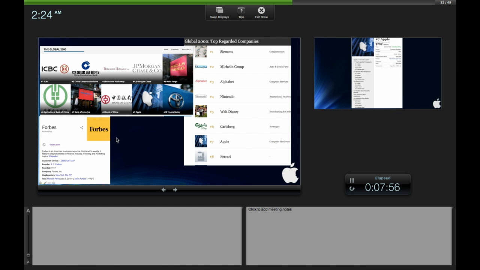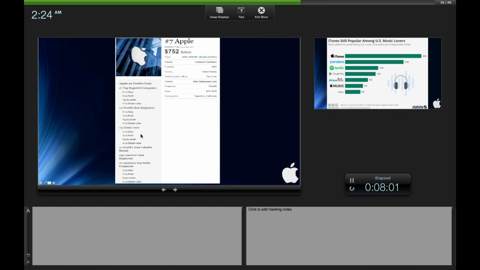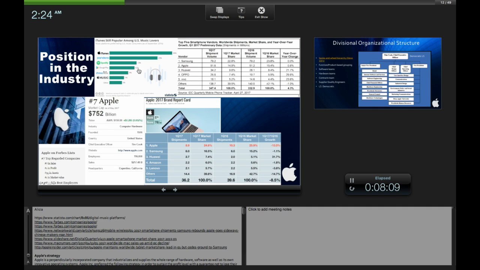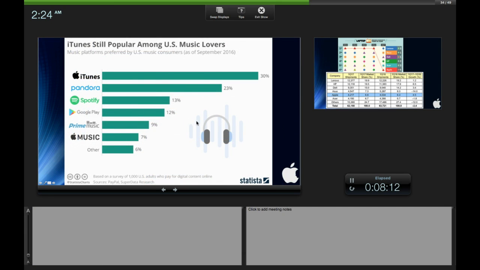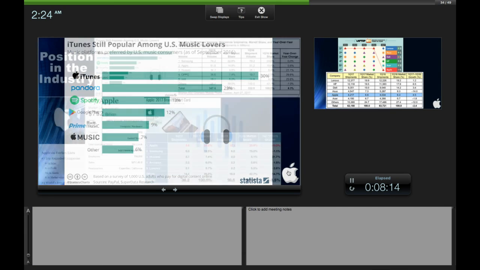If she wanted to see the actual picture of the whole list, it is this one, and then she can move on into other things that Forbes has. Then she clicks the Apple, she comes back to this, and she moves on into iTunes. If she wants to see the iTunes picture bigger, she can click here, then she can go back.